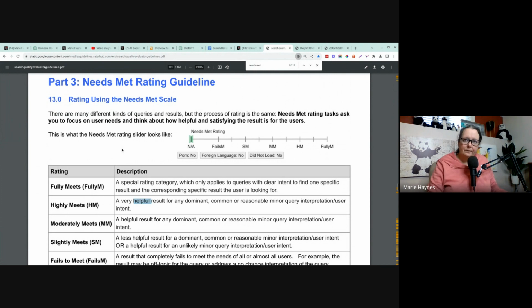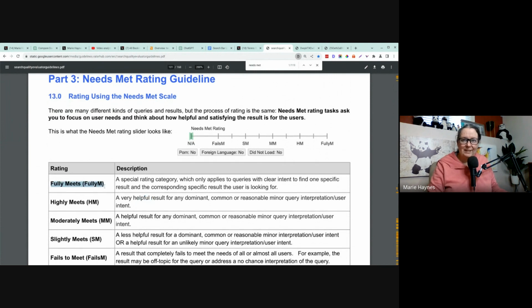So really our goal should be to be the piece of content that fully meets the needs of searchers. But it's rare that you fully meet the need unless you're like a brand query. If somebody searched for your brand plus a keyword, then your page probably would be the page that fully meets that need.